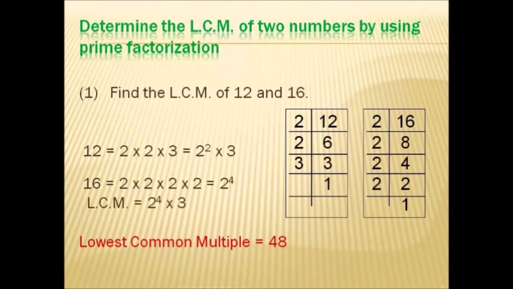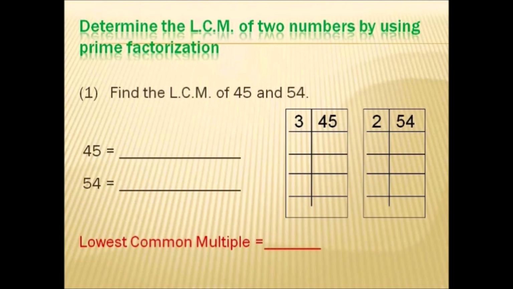Here we go. 12 is 2 times 2 times 3, and 16 is 2 times 2 times 2 times 2. So the LCM would be... Look at the 2's. Which one do you use? Not 2 times 2, that's too small. Use the larger number, 2 times 2 times 2 times 2 times 3. You have to use all the factors. Use it as many times as you have it. And the answer is 48. The lowest common multiple of 12 and 16 is 48. So it's 2 times 2 times 2 times 2 times 3.